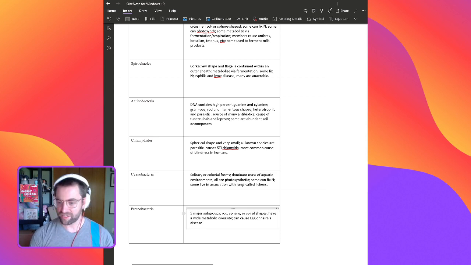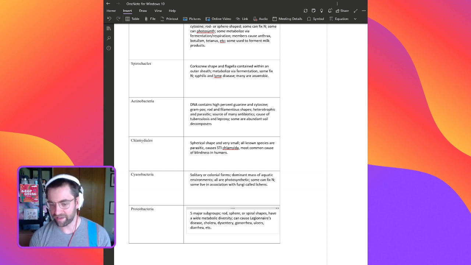So it can cause Legionnaires' disease, cholera, dysentery, gonorrhea, ulcers, diarrhea. So everything from respiratory to gastrointestinal to STIs. They're also used to produce vinegar. Again, good and bad, helpful and not.